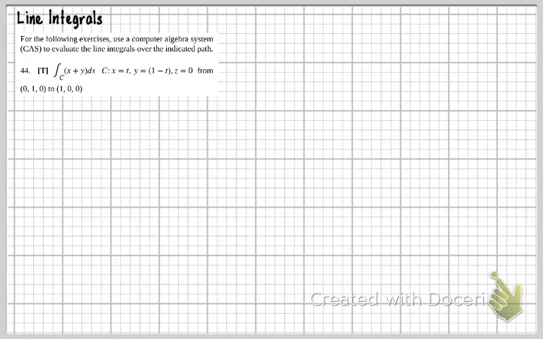This problem says, for the following exercises, use a computer algebra system to evaluate the line integral over the indicated path. We're going to actually just do this one by hand. And one thing I want you to see first is this curve here, and z equals 0. This curve is on the xy plane because my z is 0. And this curve is a line, because 1 minus t is linear and t is linear, so it's just going to create a line. And then this is going to be the height of that line, so it's in x and y.